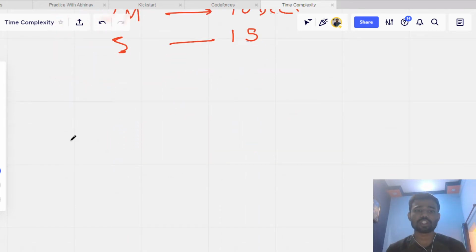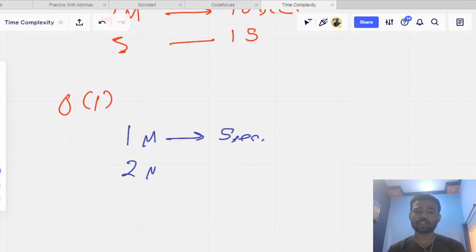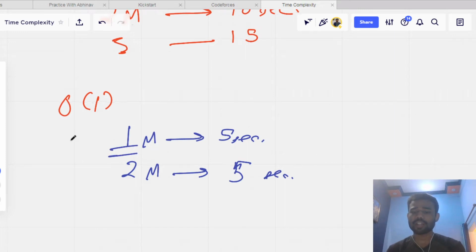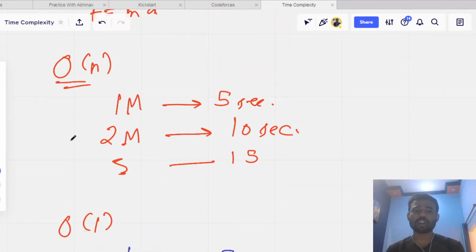For example, the time complexity is O(1). What is O(1)? O(1) is a constant time complexity. Let's take that the time complexity is O(1). Then if it is taking 5 seconds for 1 million data, then for 2 million data also it will take 5 seconds, for 3 million, for any amount, because it is not dependent on the number of data. Here in O(n), it is dependent on n. What is n? Input data. So if n is 1 million, then time is 5 seconds.